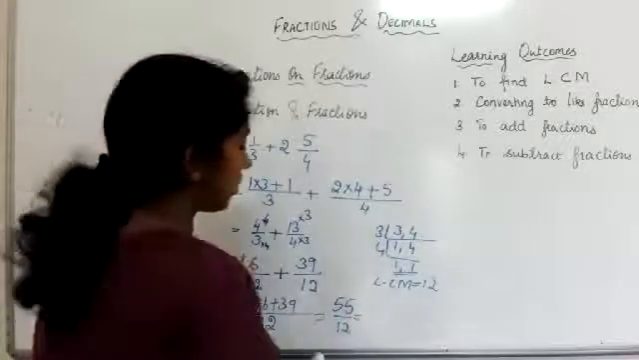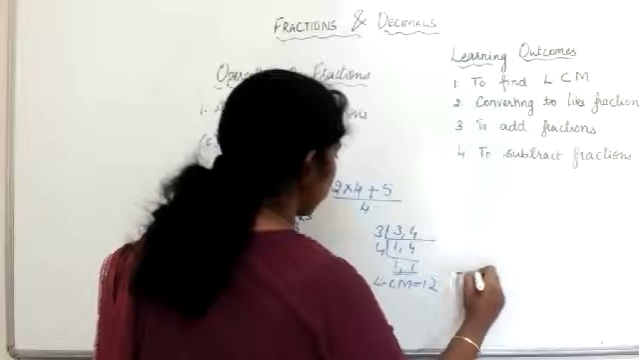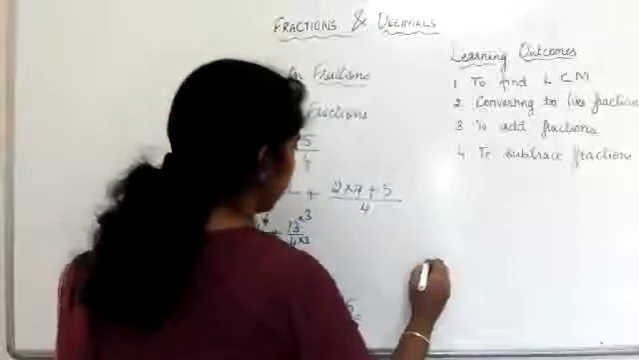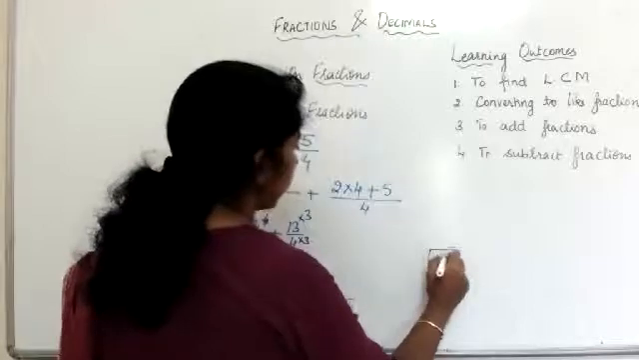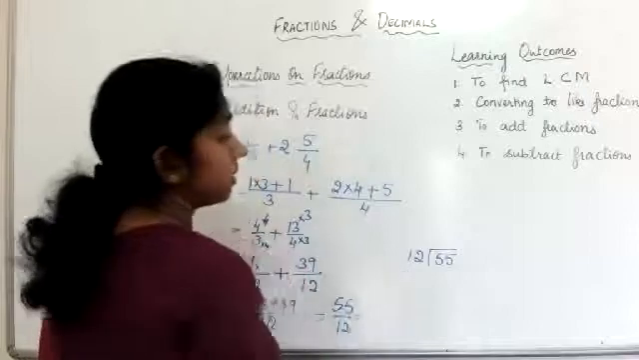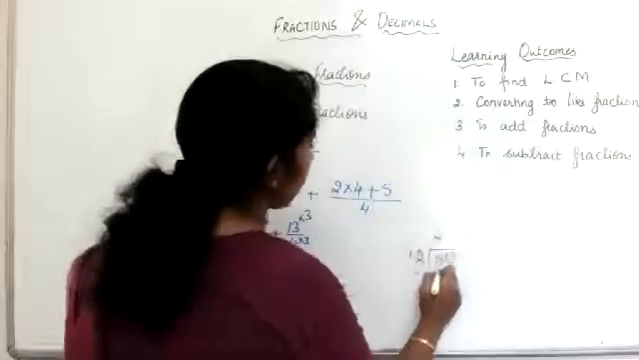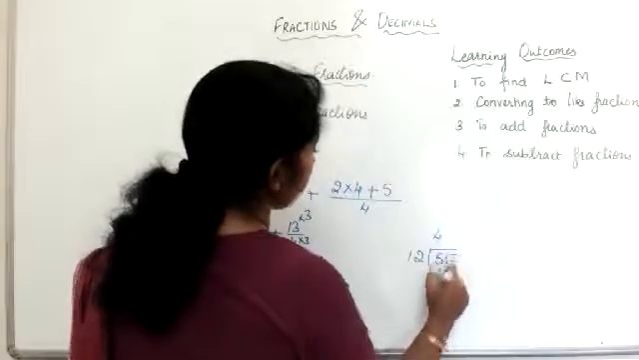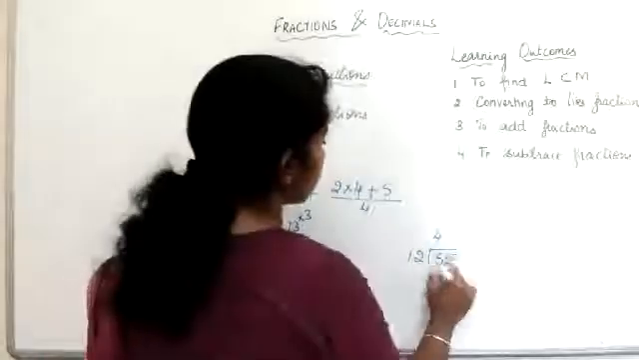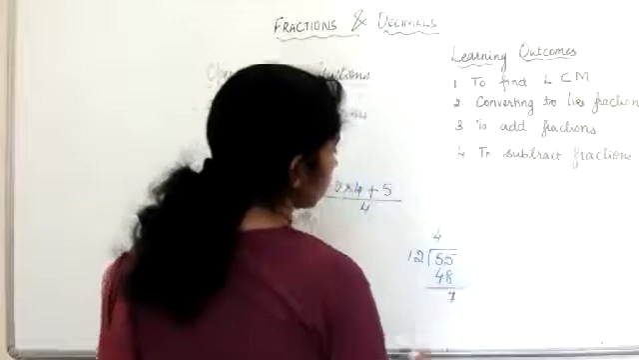So how to convert this to a mixed fraction? Again, erase this part. Okay, we will do 55 by 12 directly because it's a bigger number. 12 3s are 36, 4s are 48, 5s are 60, so 4s are 48. So 55 minus 48 it comes, 55 minus 48. So it is 7. So 7 is the remainder.